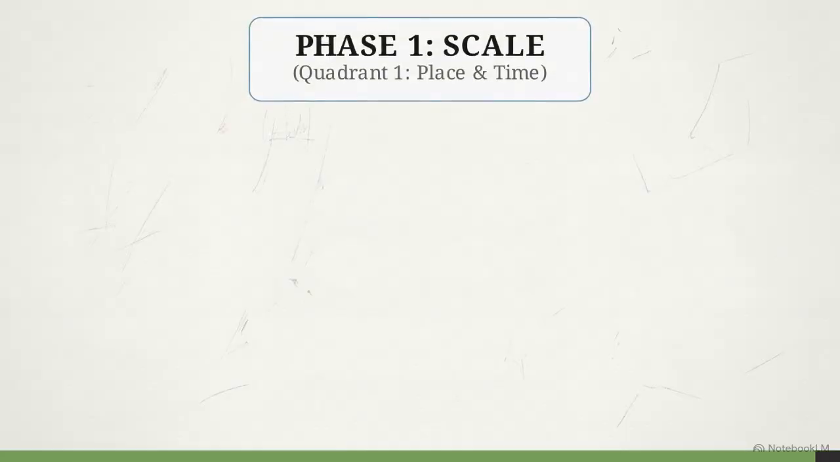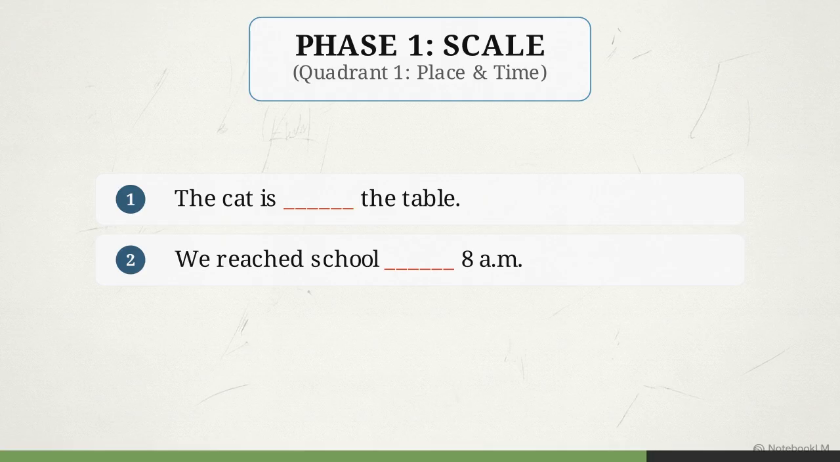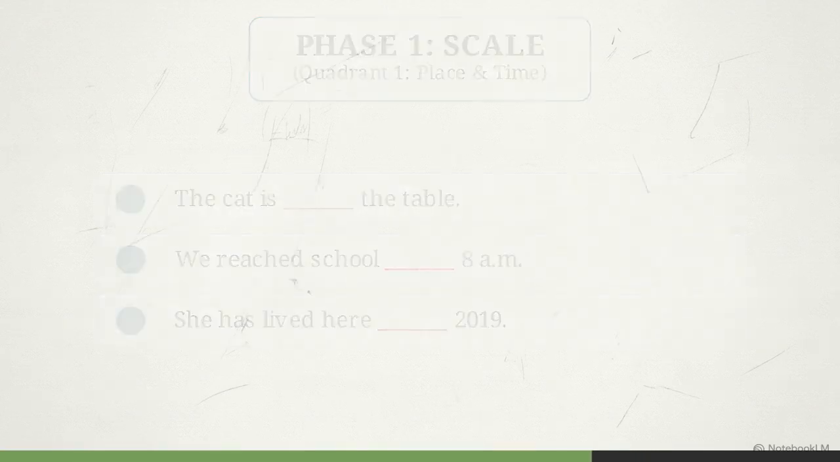Phase 1. Use your top left quadrant to determine scale. The cat is blank the table. We reach school blank 8 a.m. She has lived here blank 2019.